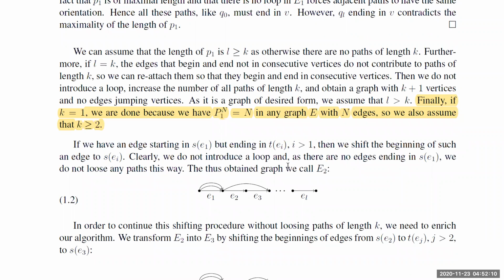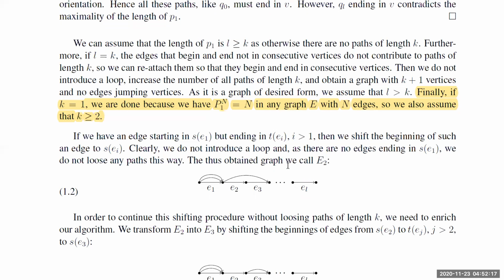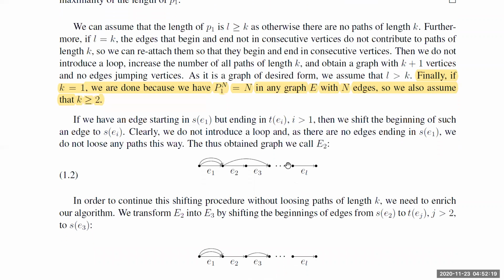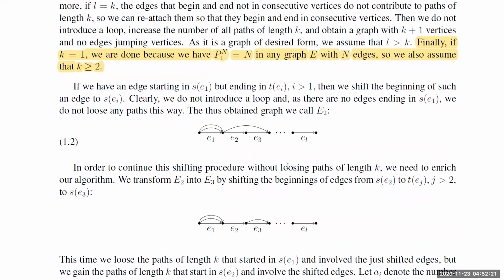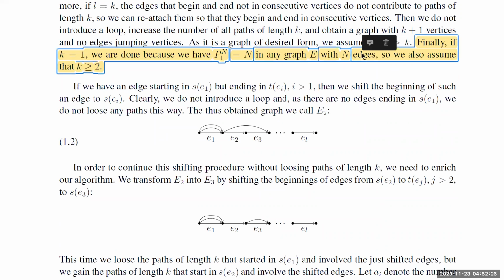We assume that l is strictly bigger than k. We assume that k is strictly bigger than 1. And now we have enough room to work with. Okay, let's make another step.